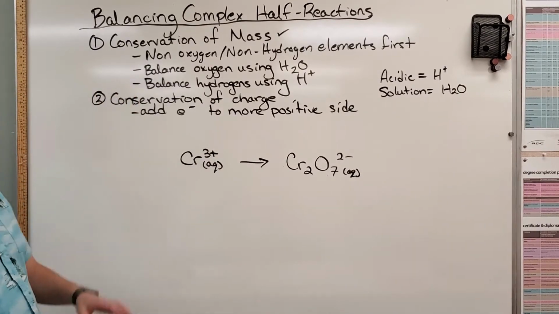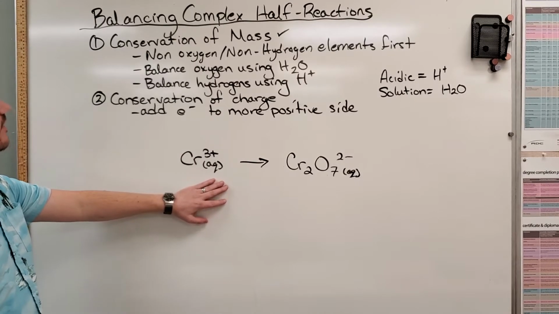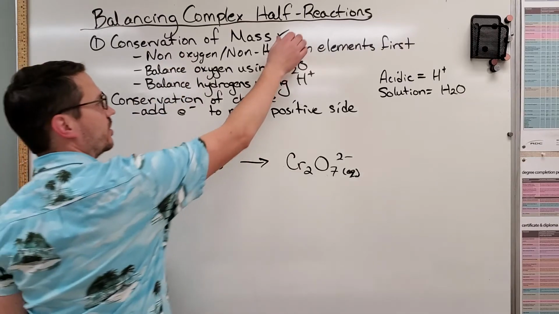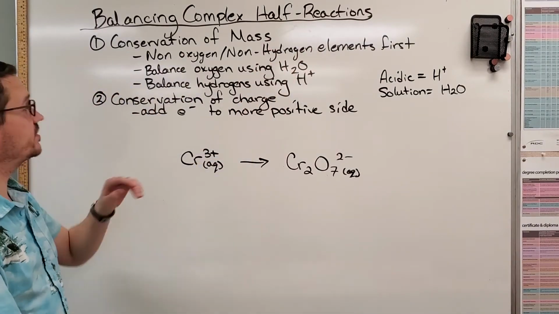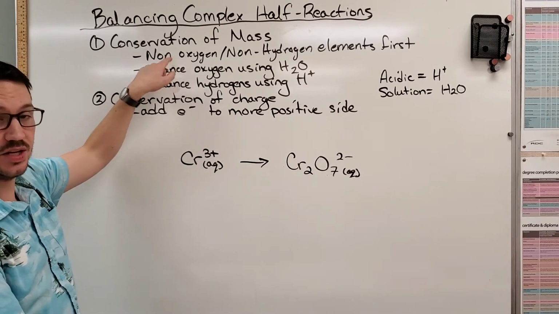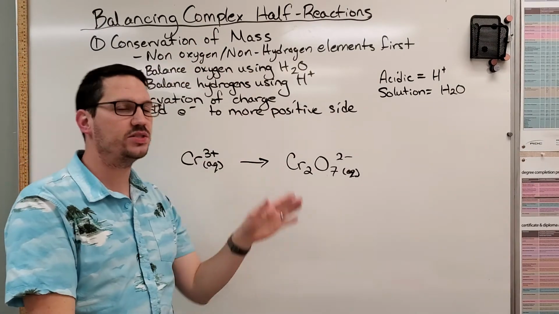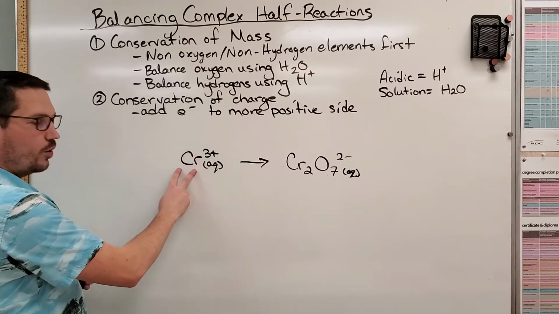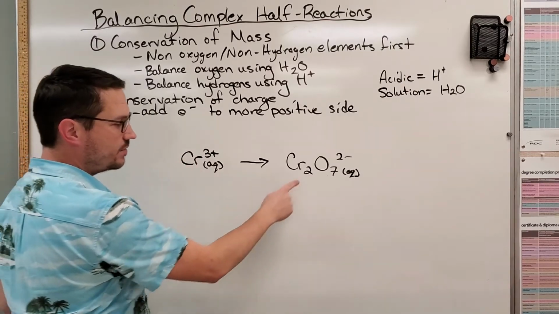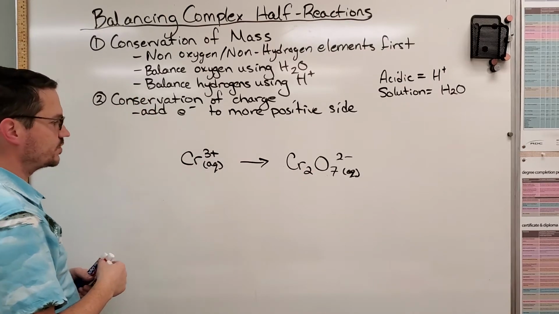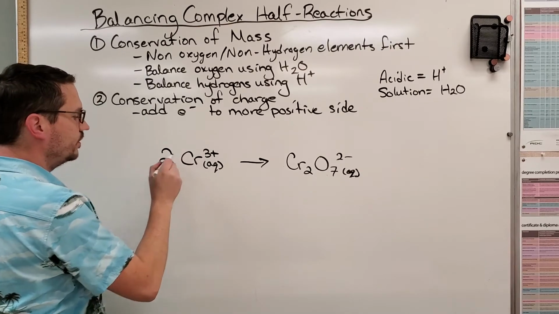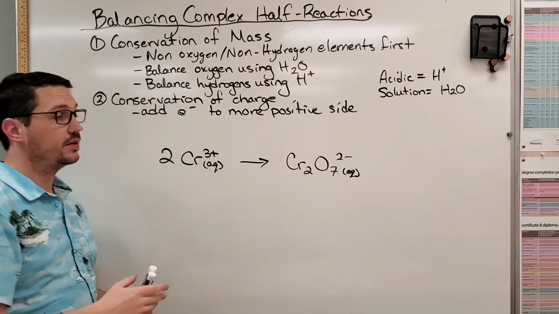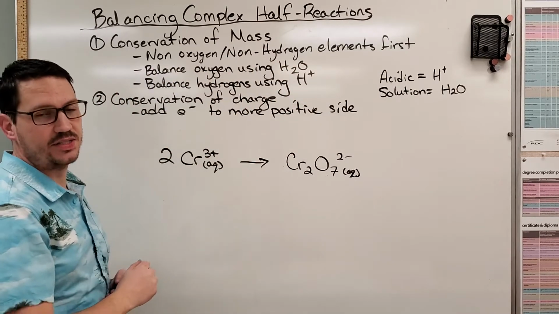So in order to balance this complex half reaction, we want to do the law of conservation of mass and then the law of conservation of charge. When you do the law of conservation of mass, balance all non-oxygen and non-hydrogen first. You can't do oxygen or hydrogen unless you do the other elements first. So I see a single chromium on the left-hand side, but 2 chromiums on the right. So I'm going to toss a 2 in front of it. So 2 chromiums and then 2 chromiums. Great, so the non-oxygen, non-hydrogen is done.